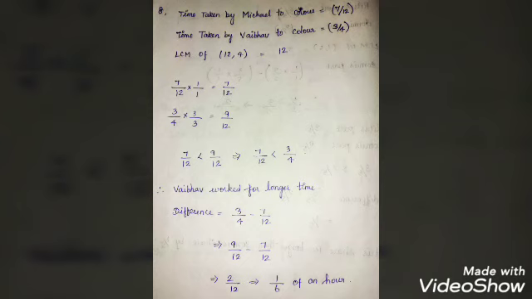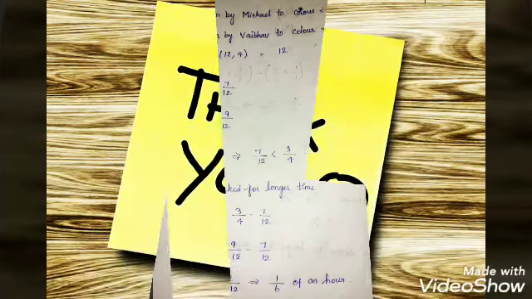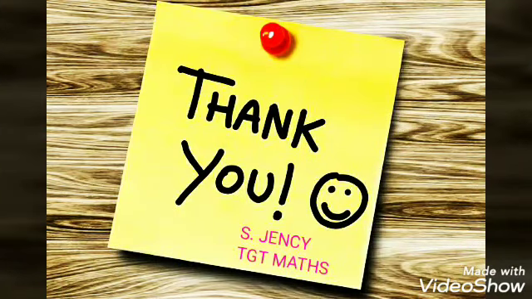We have to find the difference. So 3/4 minus 7/12. Already we have taken LCM. 3/4, what can we write? 9/12. So 9/12 minus 7/12. 9 minus 7 will give you 2. 2/12. 2/12 means 1, 2, 6 twos, so 1/6. Is it clear?